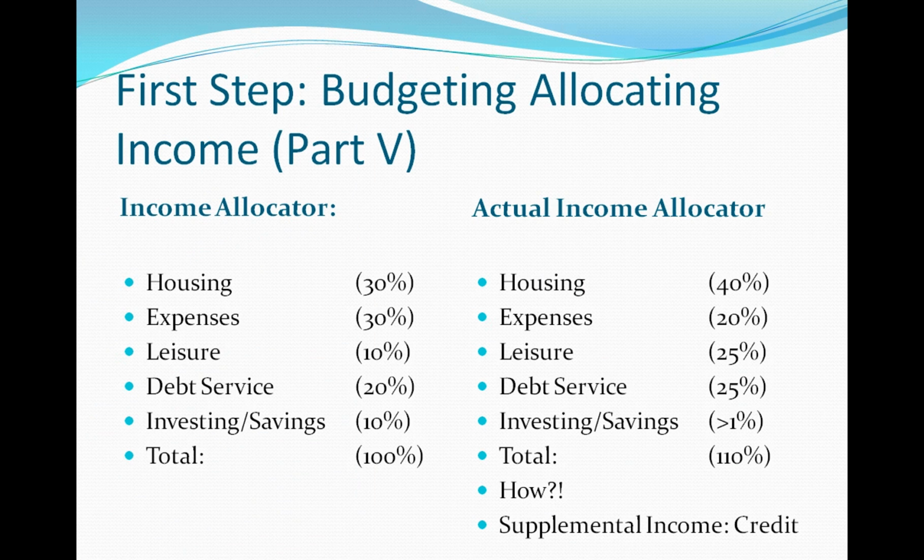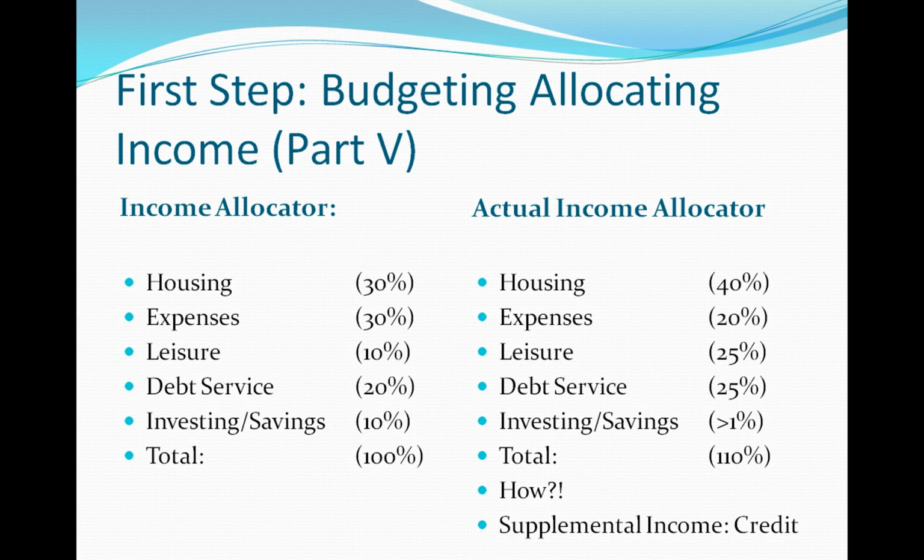Okay. Moving on to step 5. Step 5 is the income allocation. If you remember from the previous video, I showed you what the ideal income allocation is, and essentially the reason why we're using this is because this is the most effective framework that you can use in order to increase your income or reduce your expenses.